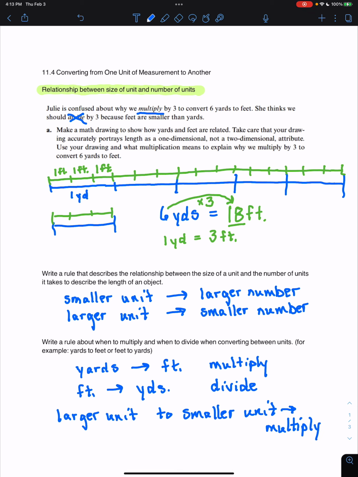And when we're going from a smaller unit to a larger unit, we are going to divide. Because for the larger unit, it's going to take fewer of those pieces to describe the same length. I hope that helps you to get that relationship in your brain.